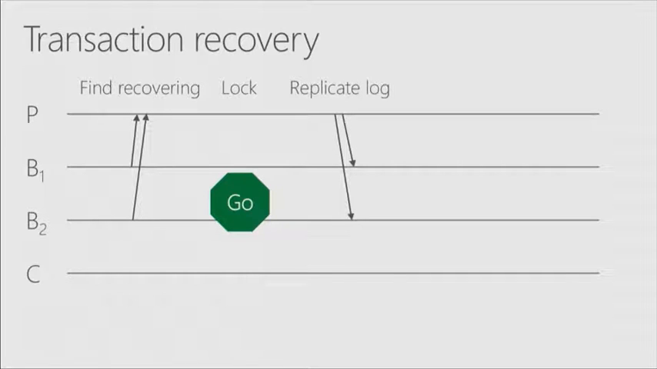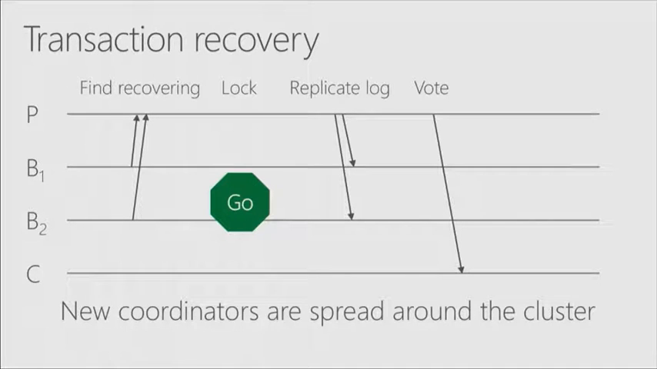The primary replicates the logs, so the logs are again replicated 3 times just in case there are more failures. And then it sends the vote to the coordinator. If the coordinator has not failed, the coordinator remains the same and we send the vote to the old coordinator. But if the coordinator has failed, then the machines pick the coordinator in a consistent way, but in a way that again spreads the load of transaction recovery by spreading the coordinators around the cluster.